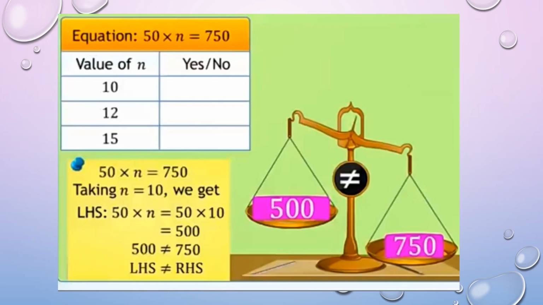Now, let us understand what that means. Taking n is equal to 10. Now listen. Here you have to take the value of n is equal to 10. So LHS 50, instead of writing n there, you will write 50 into 10. So the value of LHS is what? 50 into 10 is 500. And the value of RHS is 750. So it is not equal. So LHS is not equal to RHS. Hence, n is equal to 10 does not satisfy the equation.